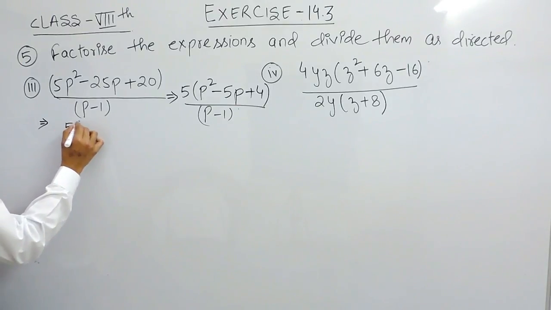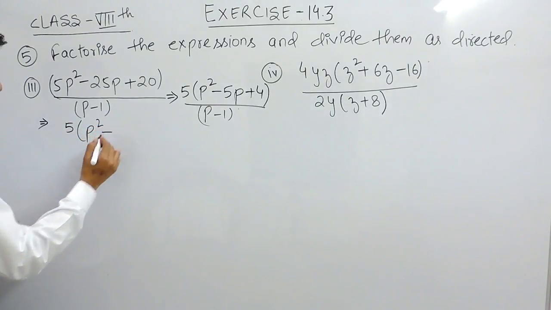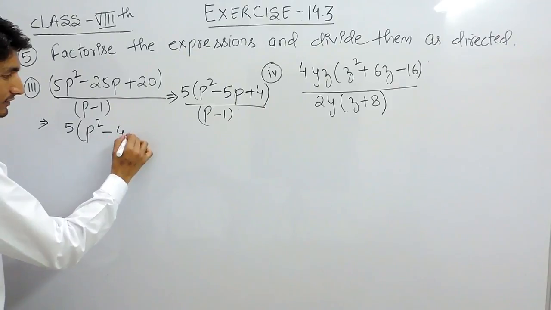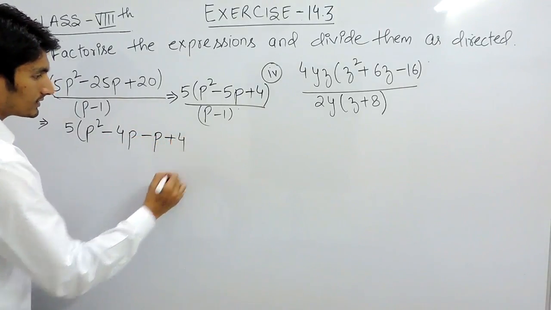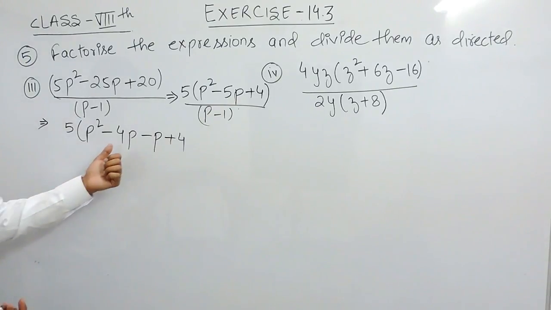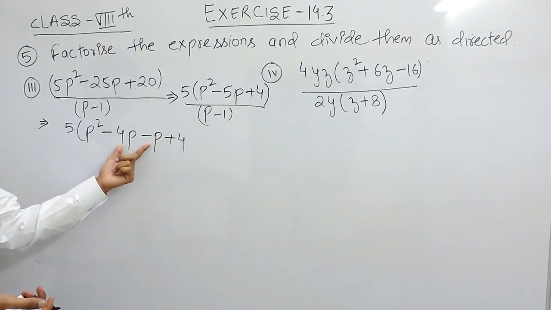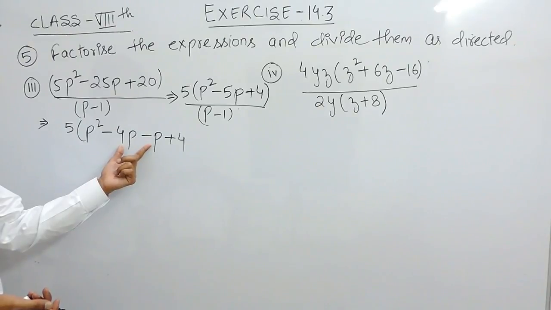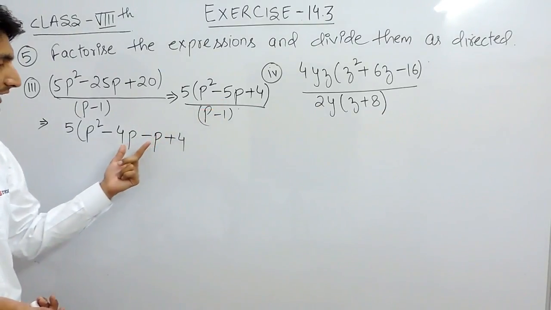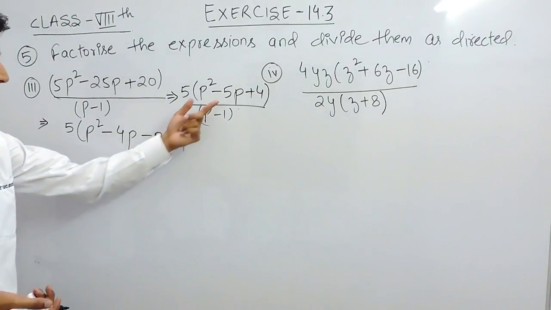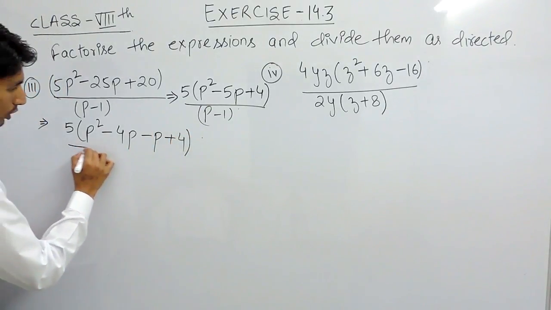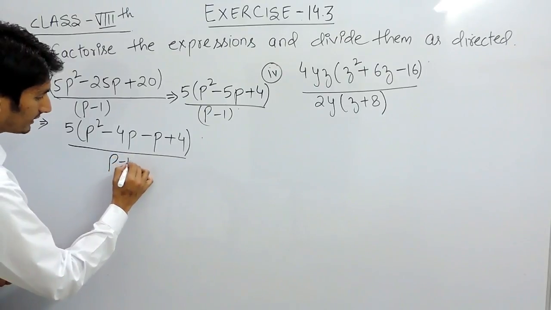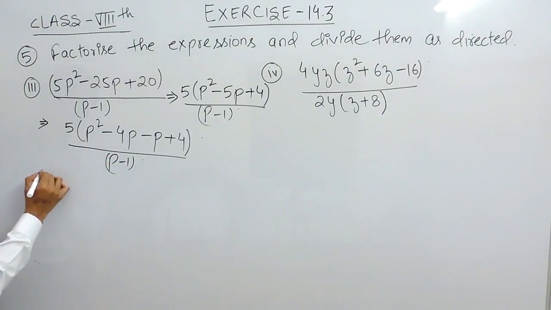So clearly those two numbers should be minus 4p and minus p plus 4, because 4 and 1 are those two numbers, their sum is 5 and 4 into 1 is 4. So this can be split this way, and this whole upon p minus 1 will remain as it is.